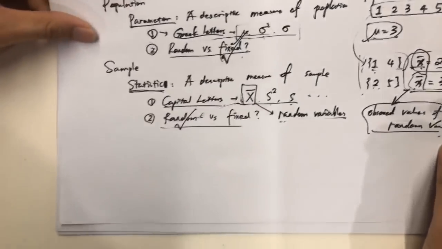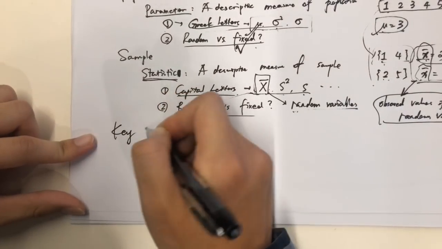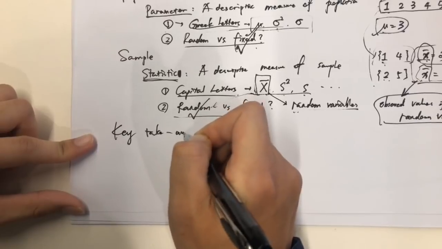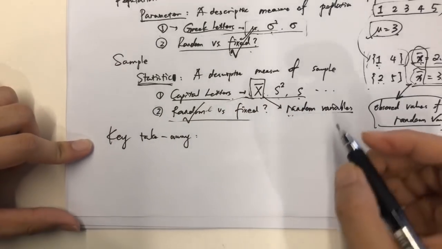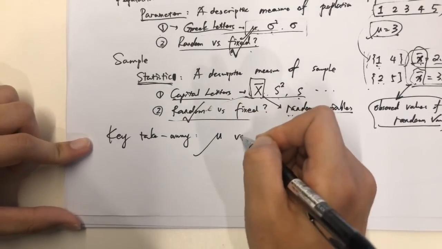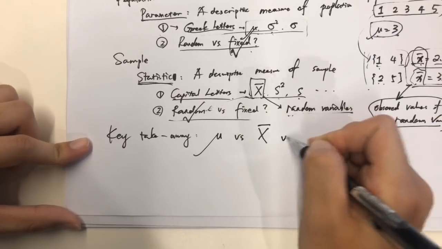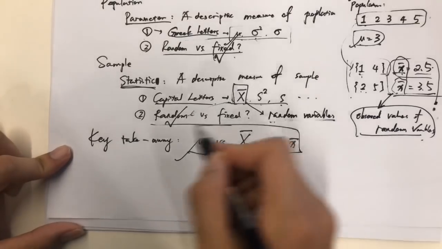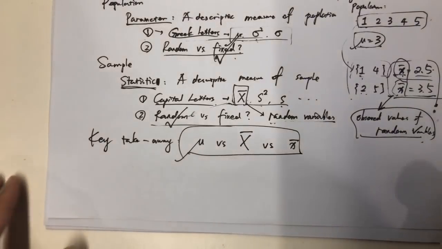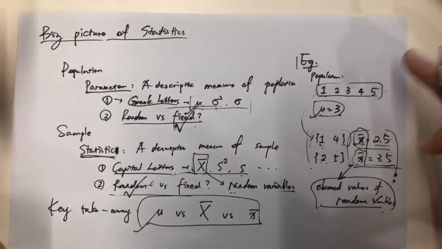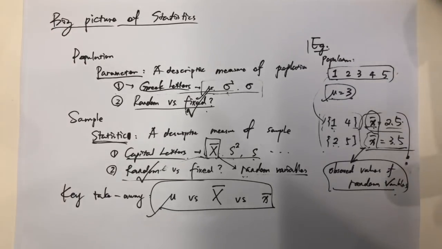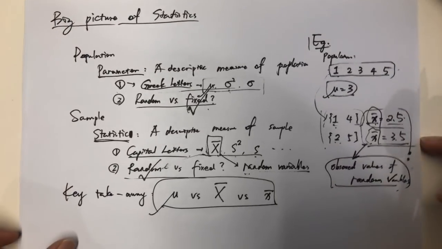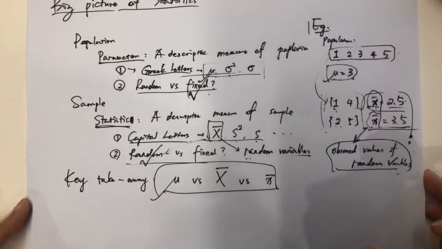Key takeaway here is to know the difference between Greek letters, capital letters, versus lowercase letters. Okay, you have to know the difference between all of them. All right, so key takeaway of this page. If you've already taken them away, I'll change to a new page.